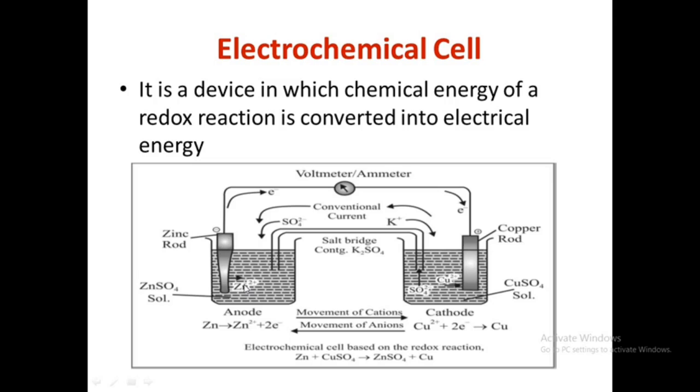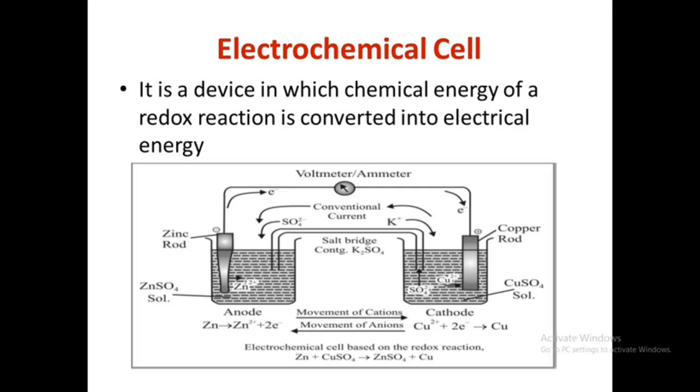Now this arrangement, that means the zinc rod in zinc sulfate solution and the copper rod in copper sulfate solution, these two arrangements are known as half cells, and they both combine to give the complete electrochemical cell. These metal rods are also called metal electrodes. When these metal rods are connected by an external wire, the current will flow from high potential to low potential, and the electron will flow in the opposite direction of the current.